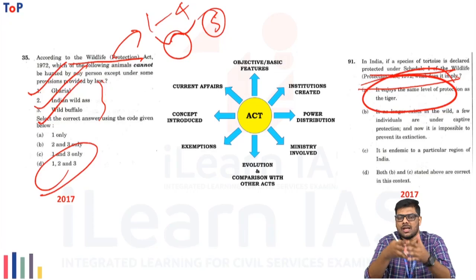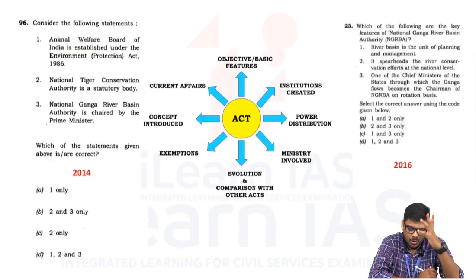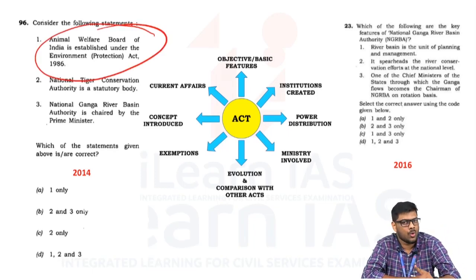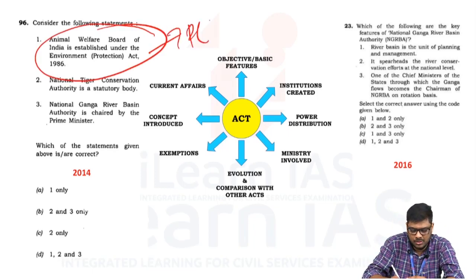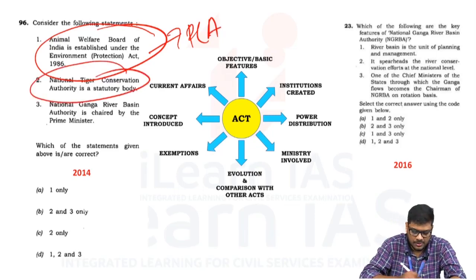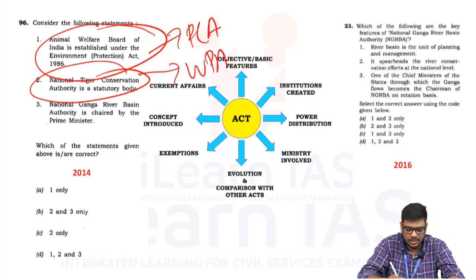They are just checking your basic understanding, not your legal expertise. UPSC doesn't need that. Getting it? So that's it. More questions like this. Animal Welfare Board of India was established under EPA. No. If you know it was the Prevention of Cruelty to Animals Act, you can solve it. National Tiger Conservation Authority is a statutory body. If you knew that it was created using WPA, you can solve it.